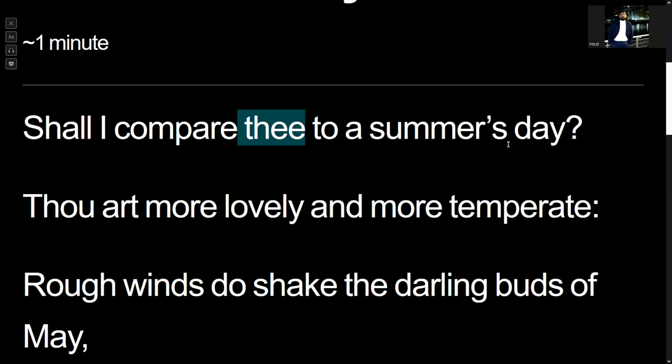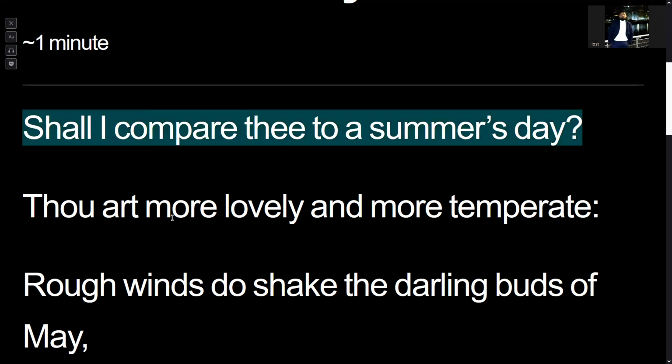This opening question is very effective in a number of ways. First, because it's a question, it draws the reader in immediately. It's as if the poet is speaking to you directly, and you can feel the romantic niceness of it. Shall I compare you to a summer's day? And obviously, the answer is going to be yes, please do. Tell me how amazing I am.